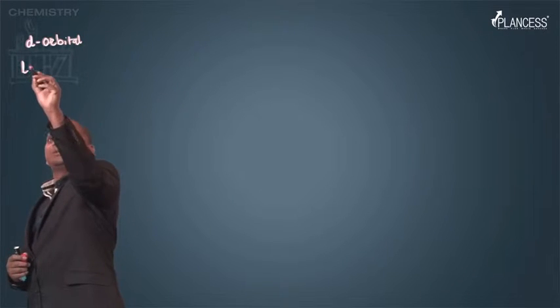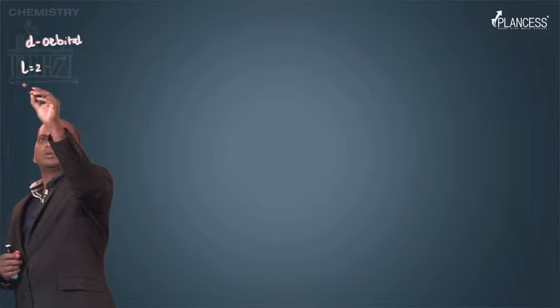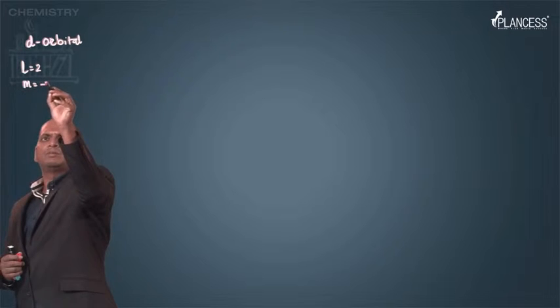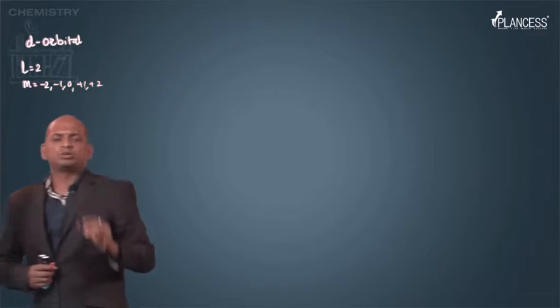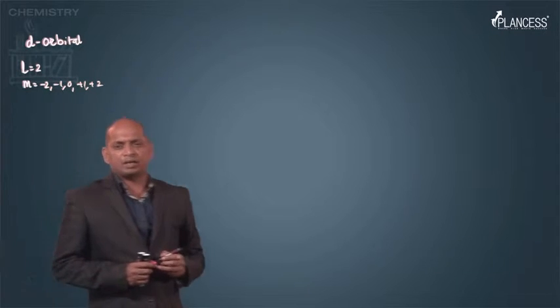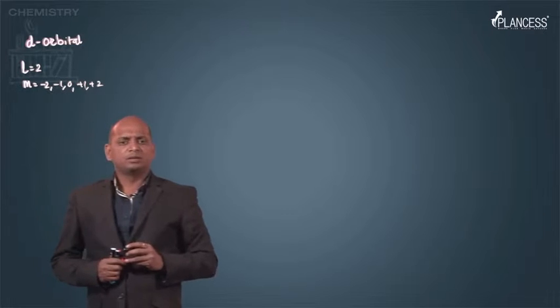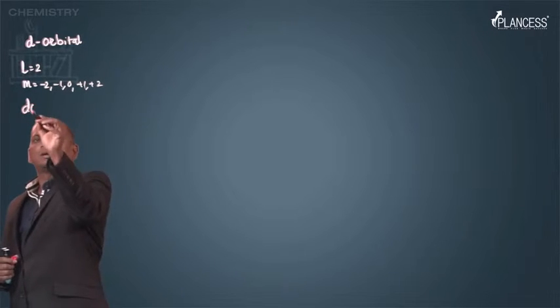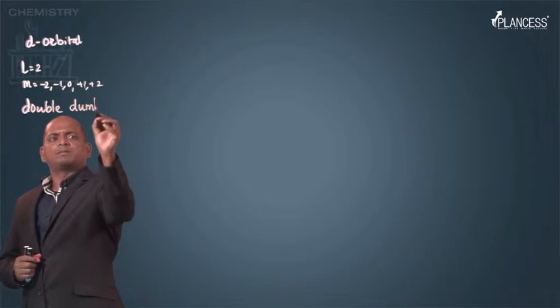how can we get the d orbital? l is equal to 2, so m is equal to -2, -1, 0, +1 and +2. So in total we have 5 orientations. So the d orbital has 5 orientations and it has a double dumbbell shape.